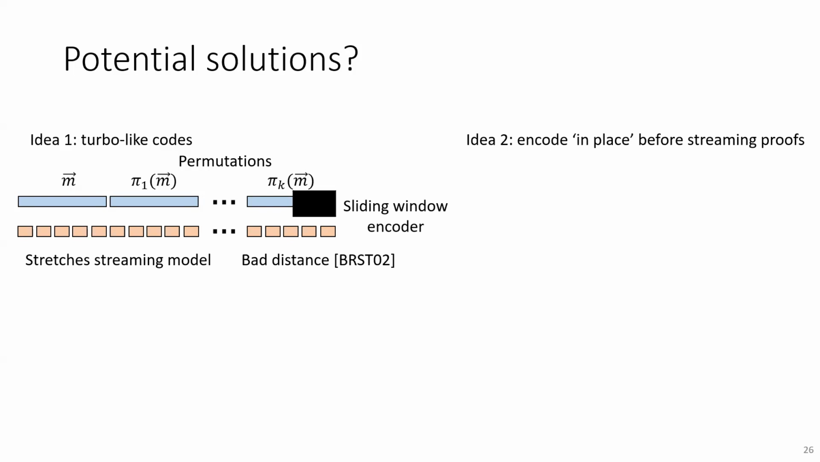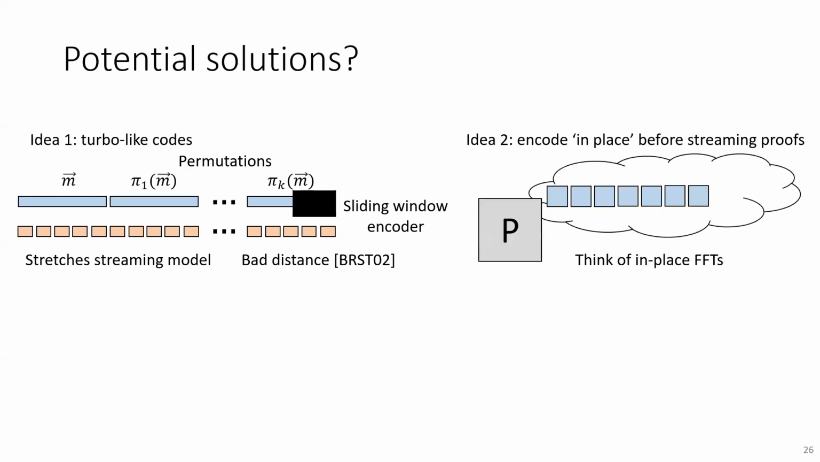Another way could be to encode the messages in place in some kind of slow memory location before actually streaming any of the succinct arguments. So thinking of an in-place FFT, maybe the prover has their message in their hard drive and they just encode it in place just once, which is really slow. But then after that, they can run loads of streaming proofs on it.